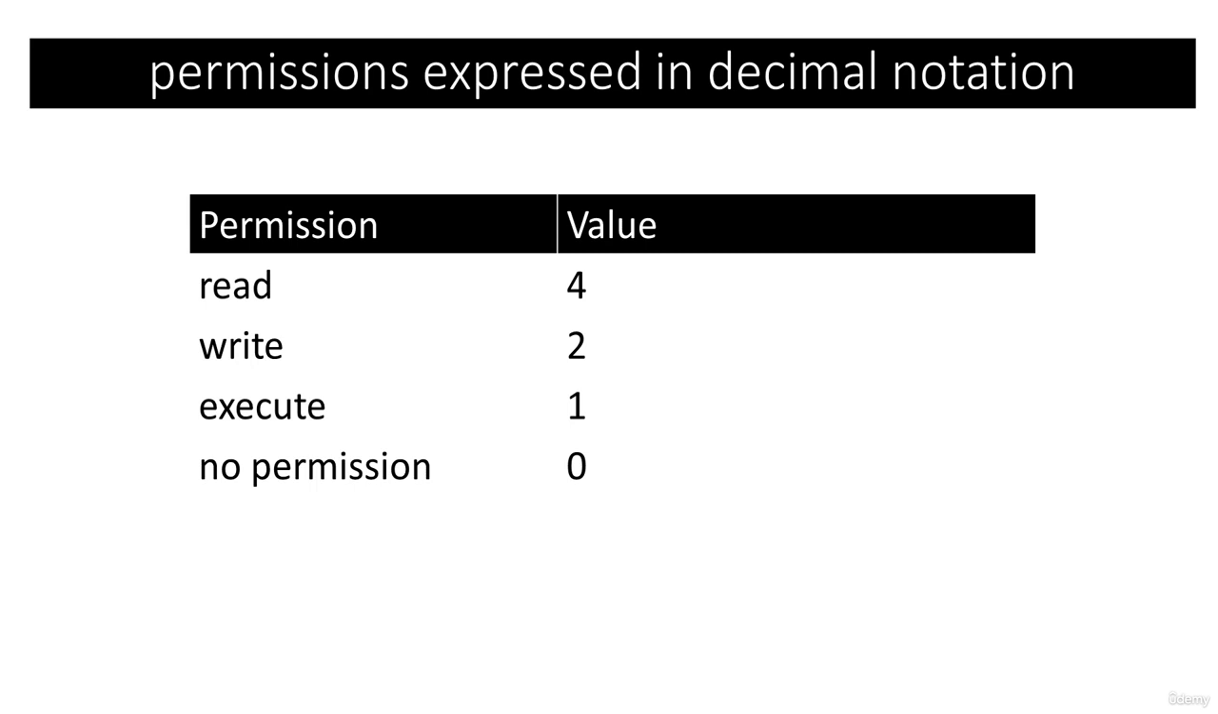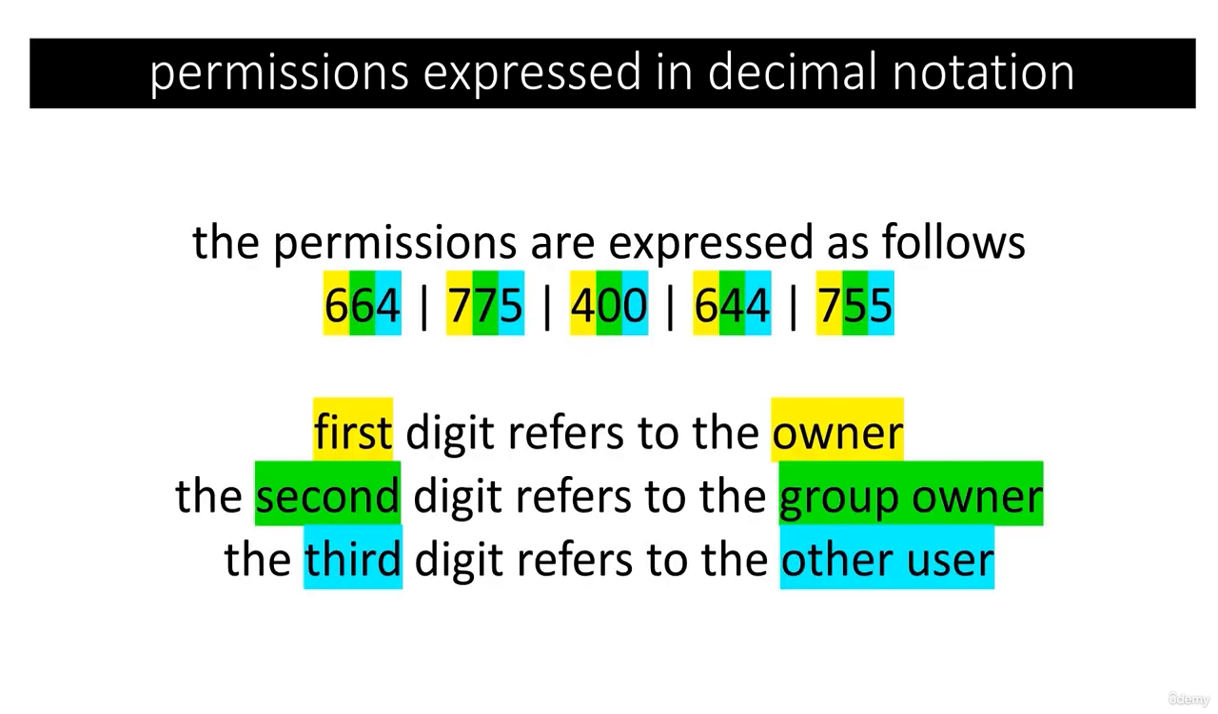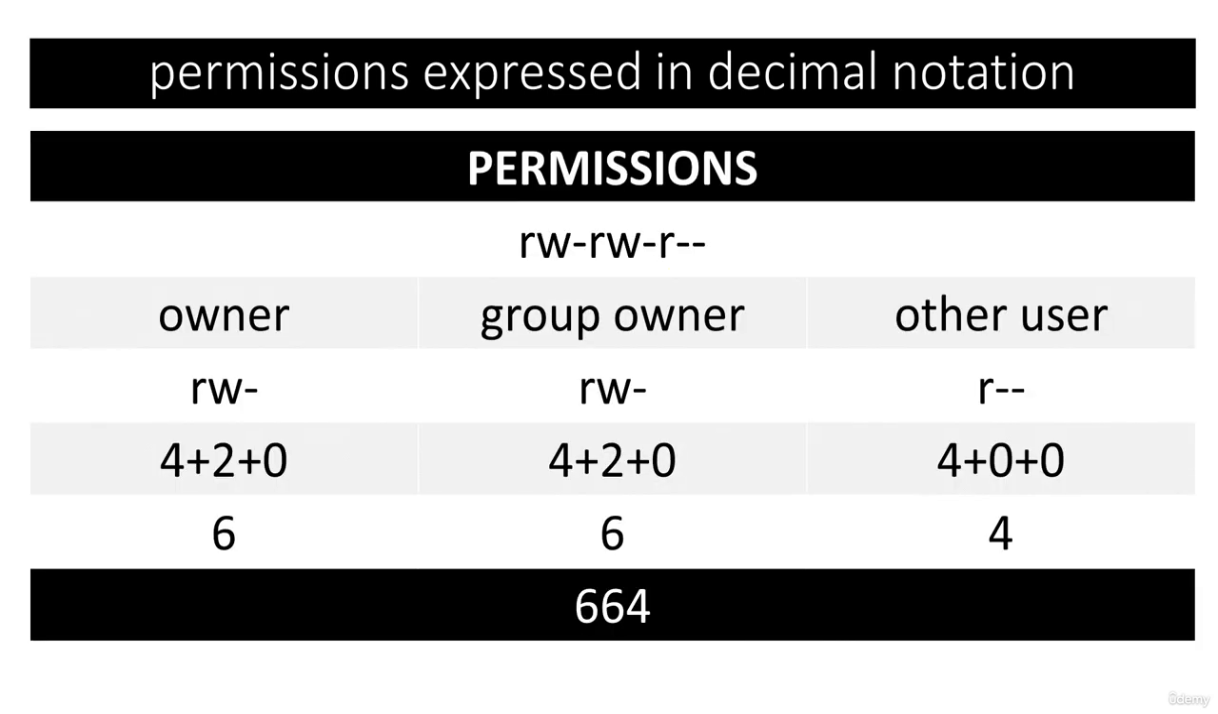Read has a value of 4, write has a value of 2, and execute has a value of 1. No permissions, the hyphen, has a value of 0. You read the permission value as follows. The first digit refers to the owner, the second digit refers to the group owner, and the third digit refers to the other user. What does a permissions value of 664 mean?